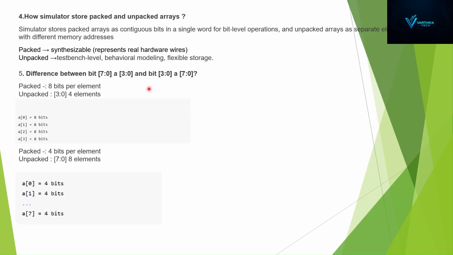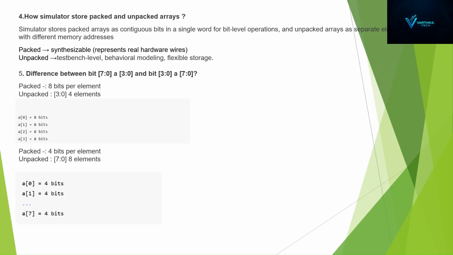Okay, and here, packed and unpacked arrays. Packed arrays are continuous data bits, and unpacked arrays are non-continuous data bits. Here the simulator will store the packed arrays as continuous bits in a single word of data. Unpacked arrays are stored separately, each with a different memory address. Here packed arrays are synthesizable, unpacked arrays are not synthesizable. Unpacked arrays are used for flexible storage like memory arrays. We'll be using the unpacked arrays.